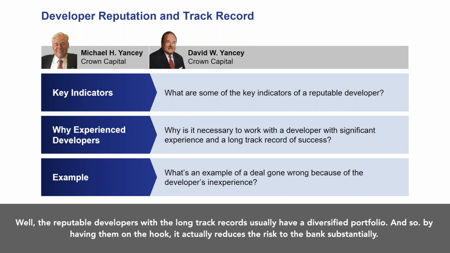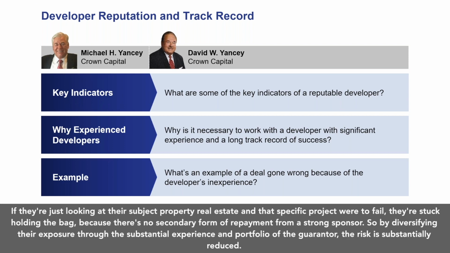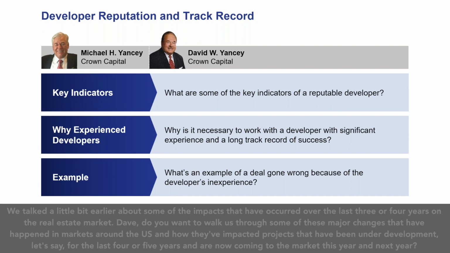And so by having them on the hook, it actually reduces the risk to the bank substantially. If they're just looking at their subject property real estate and that specific project were to fail, they're stuck holding the bag because there's no secondary form of repayment from a strong sponsor. So by diversifying their exposure through the substantial experience and portfolio of the guarantor, the risk is substantially reduced.